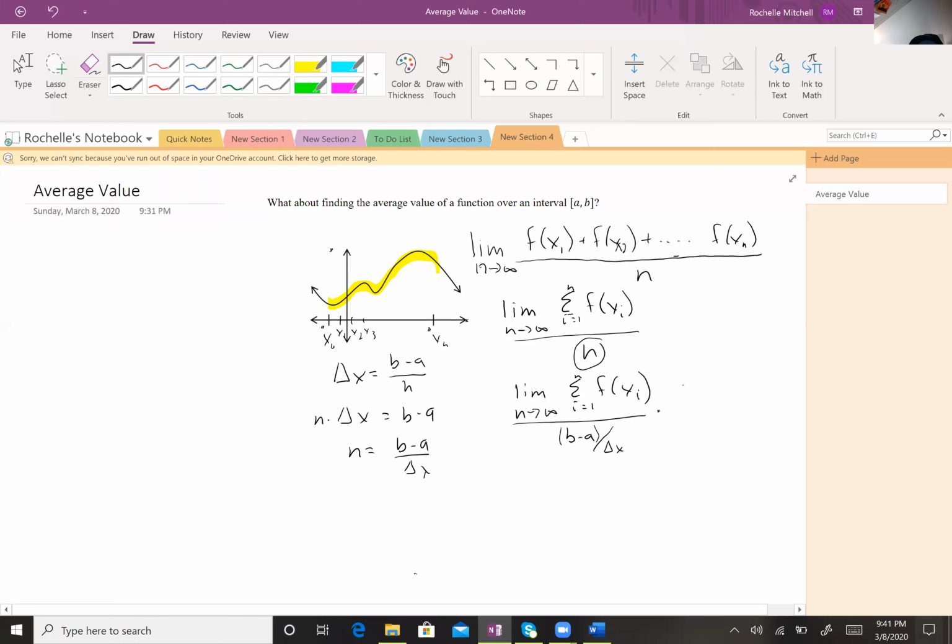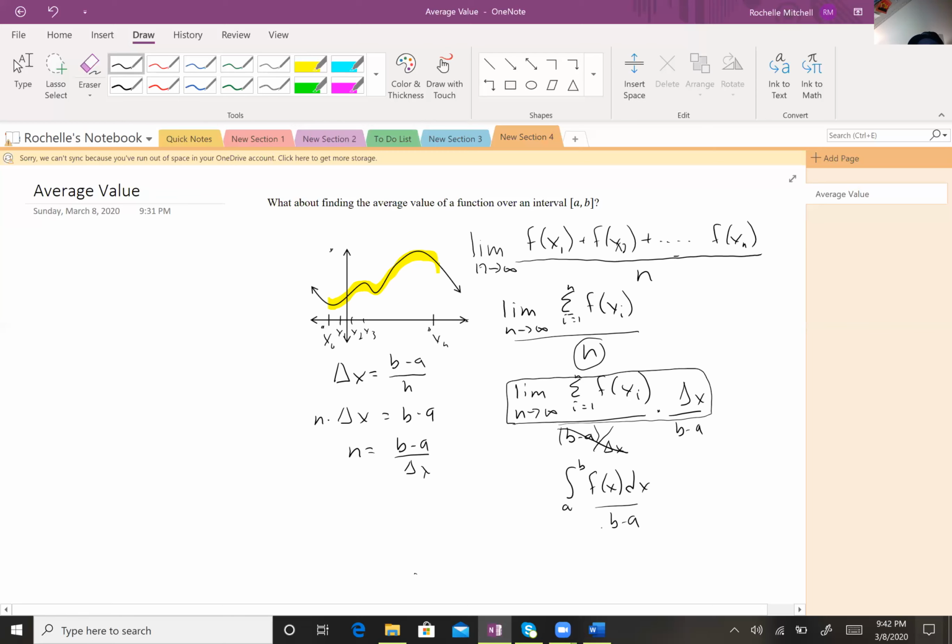Anyway, so we're going to invert, right, and multiply. That would get rid of this. And if we look at what we have on the top here, what is on the top here is actually the definition of an integral. So really what we have is the integral from a to b of f of x dx, and then this divided by b minus a.